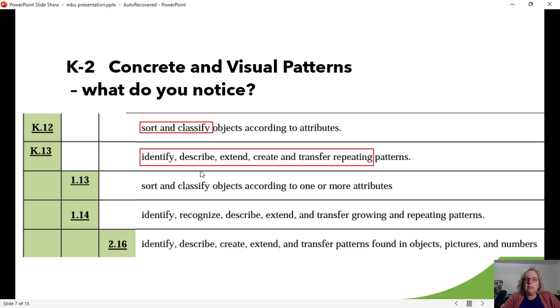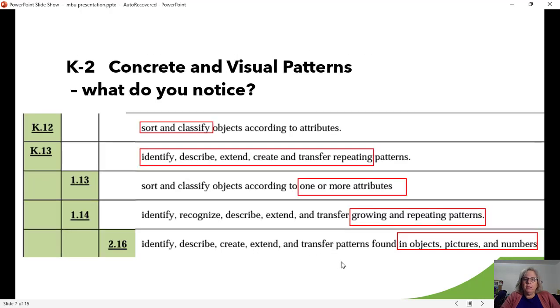Then they move from that to identifying, describing, extending, creating, and transferring repeating patterns. So now they're able to make their own patterns and transfer it from one attribute to another. From there, they extend it. They're going to do one or more attributes. And in addition to that, they're dealing with more growing and repeating patterns. And lastly, in second grade, they're not only just using objects, but pictures and numbers as well.